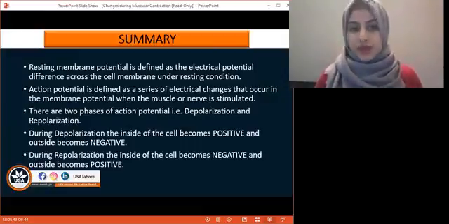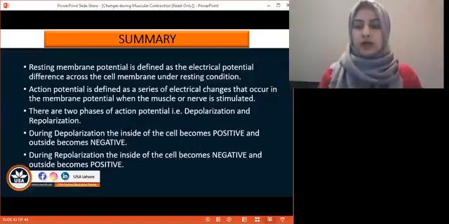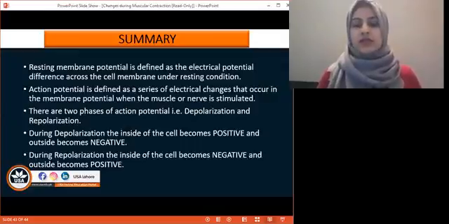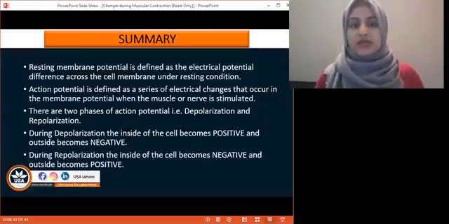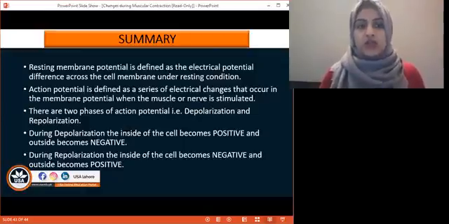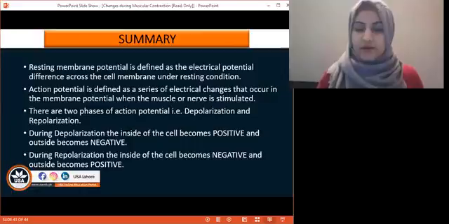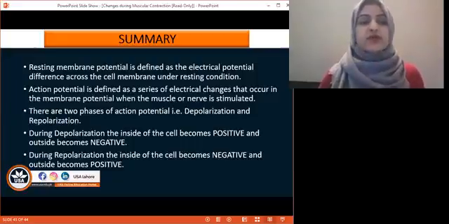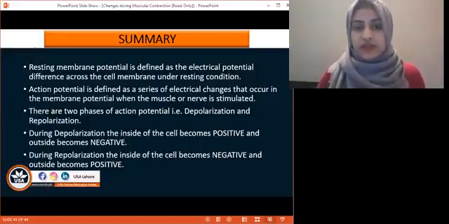In this chapter, we discussed the resting membrane potential. The cell, when it's not involved in any kind of activity, is in the resting state, the polarized state, at minus 90 millivolts, with positive charges outside and negative inside. When the impulse is generated and the changes in the electrical charges happen, it leads towards the action potential. The series of electrical changes that occur in the membrane potential are of two phases, known as depolarization and repolarization.